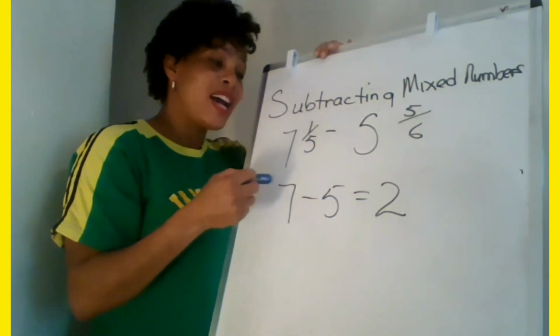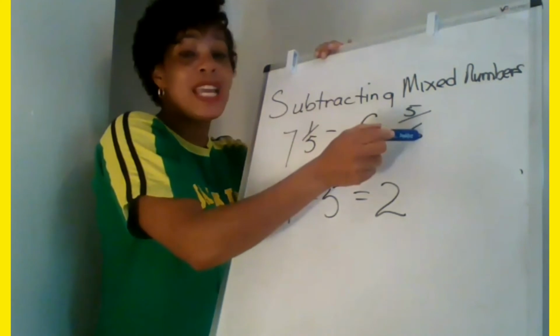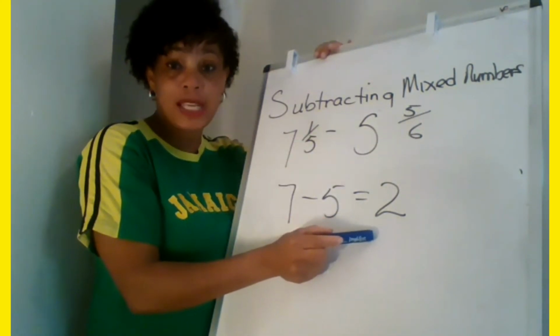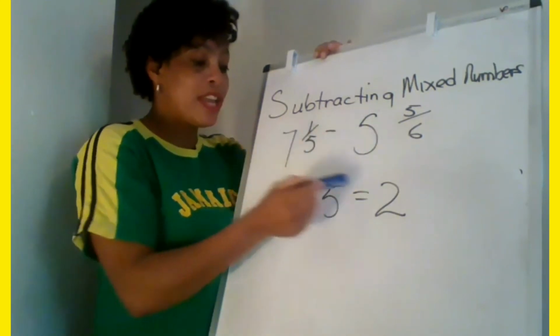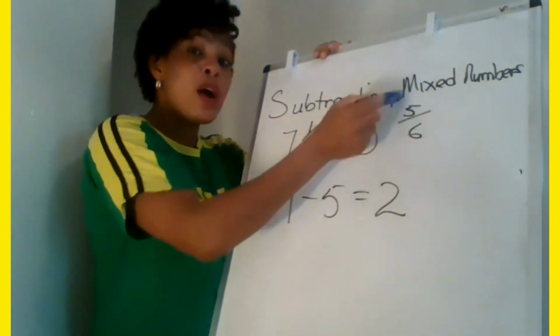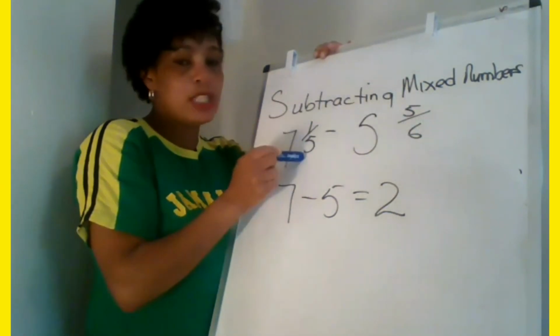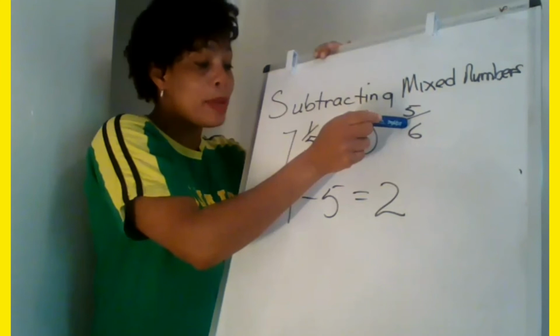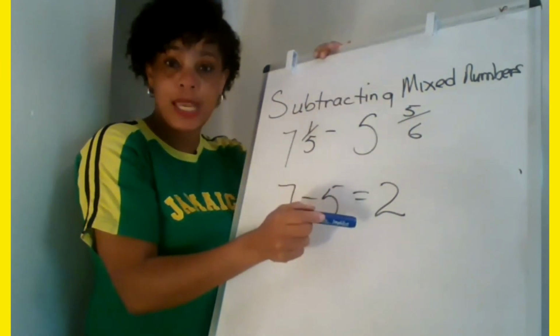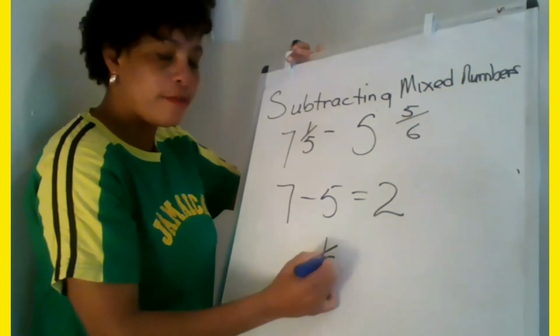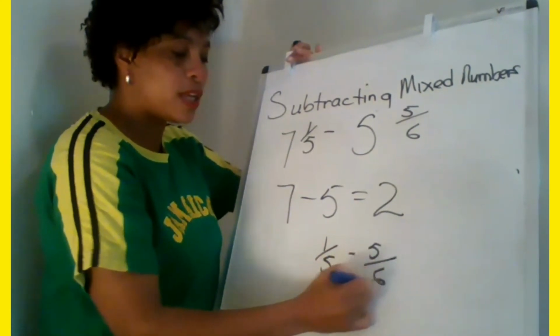What you've got to decide is, is this piece big enough for me to take this from it, or do I have to go and cut one of these cakes afterwards? So now we have taken out the whole ones. We now need 5/6 out of this. Let's find that out. So now we have 1 out of 5, take away 5 out of 6.